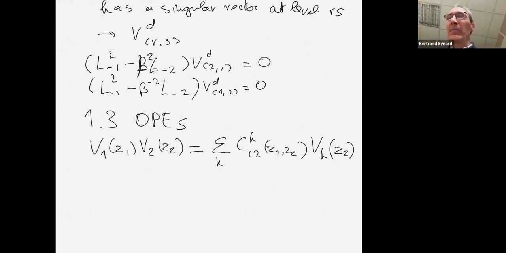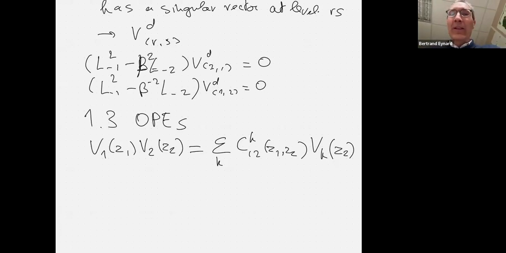So solving the theory amounts basically to determining these coefficients C_{12}^k, except that, in principle, there are a lot of them because they are indexed by arbitrary fields in your CFT, and they can be complicated. So how do we determine, or at least constrain, these coefficients? Well, the idea is to use crossing symmetry.